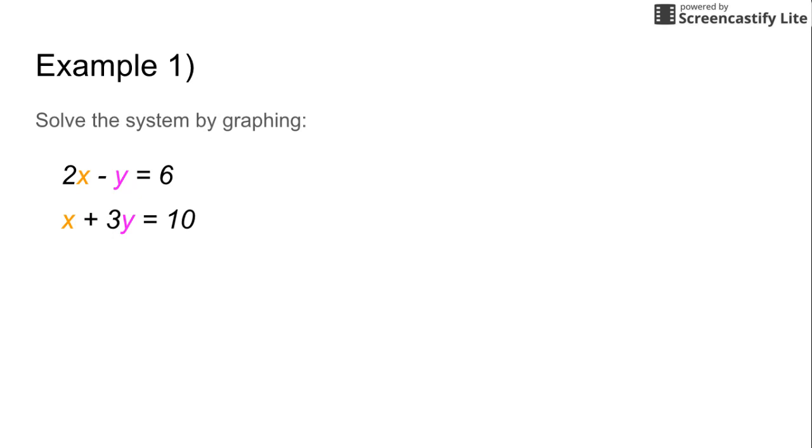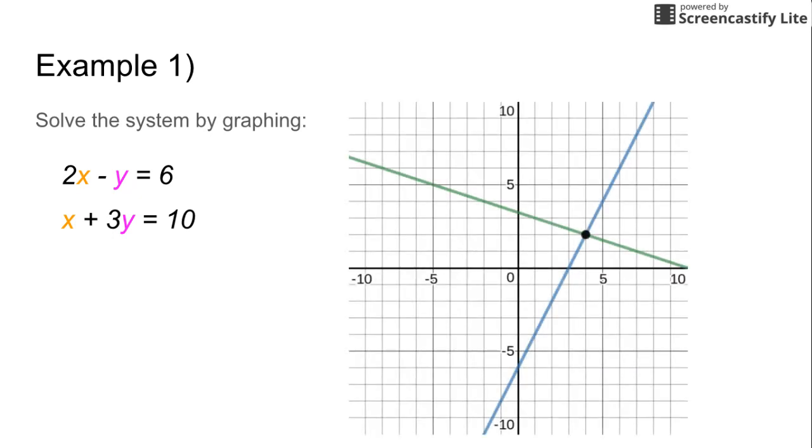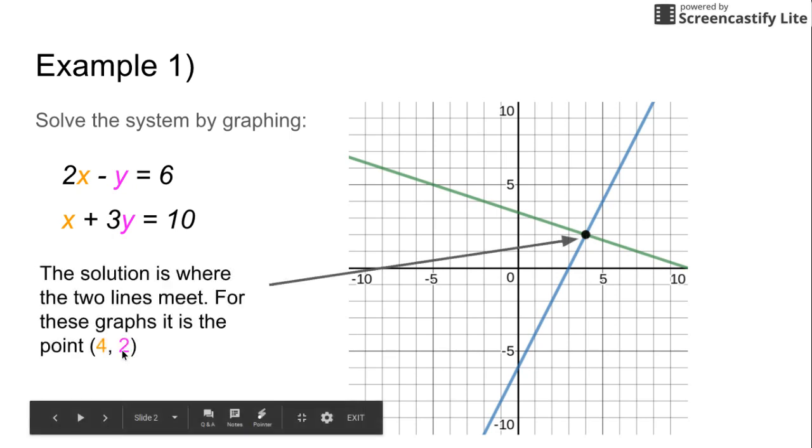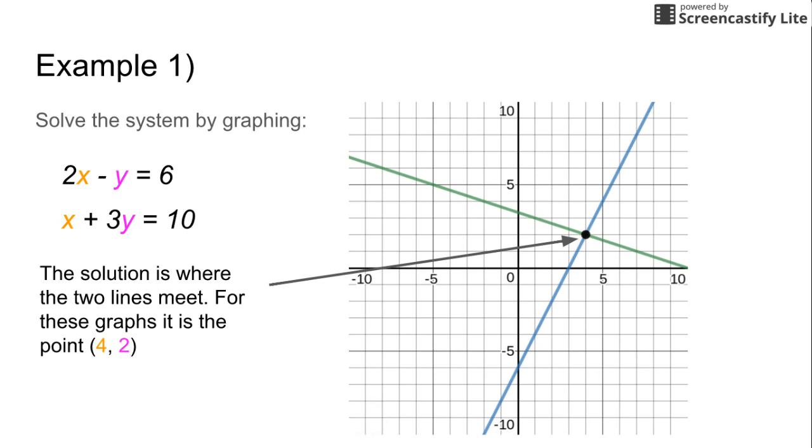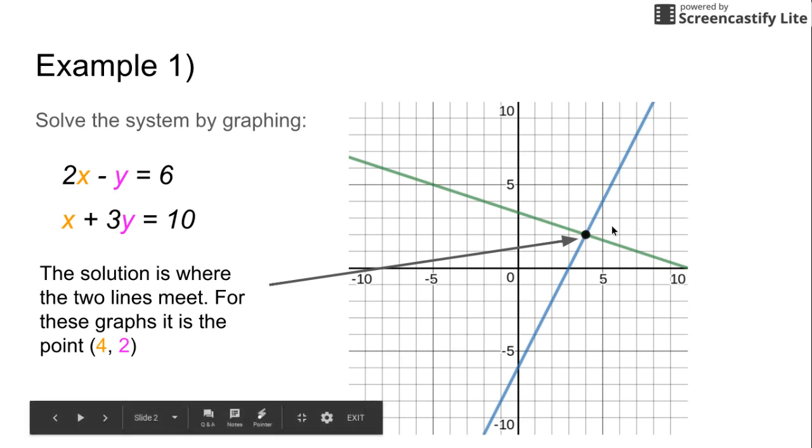Okay. And here is your first set of equations, 2x minus y equals 6, and x plus 3y equals 10. Here is the graph that I've done for you. If you notice, this line is x plus 3y equals 10, and this is 2x minus y equals 6. They meet right here at this point. If you count over 1, 2, 3, 4, up 1, 2, that is the point (4, 2). When we look at systems of equations, their solutions are where the 2 lines meet or intersect. So these 2 lines meet at (4, 2). That's the solution.